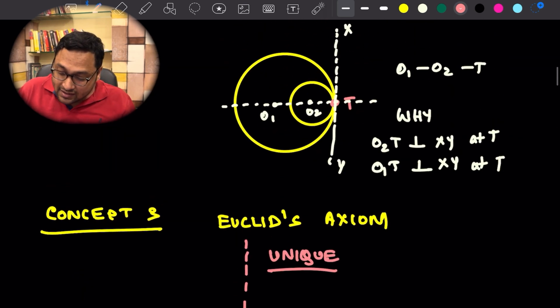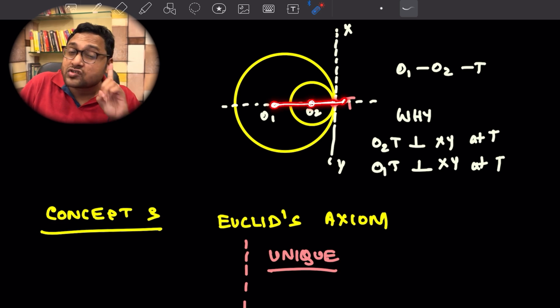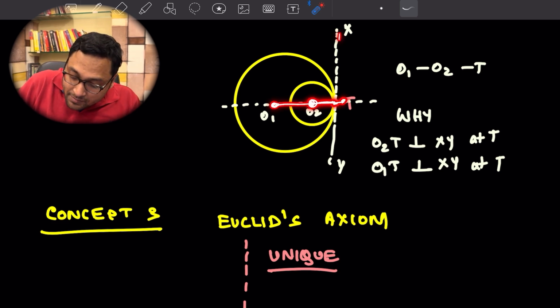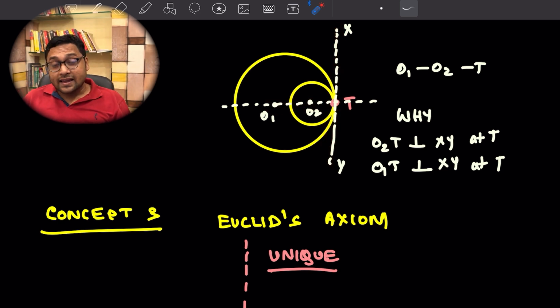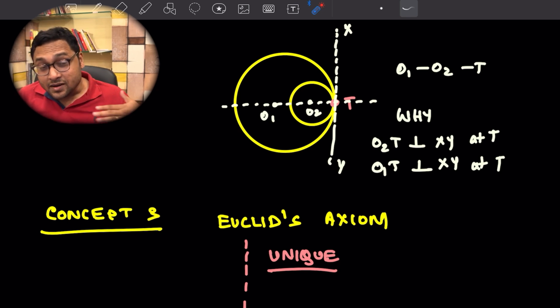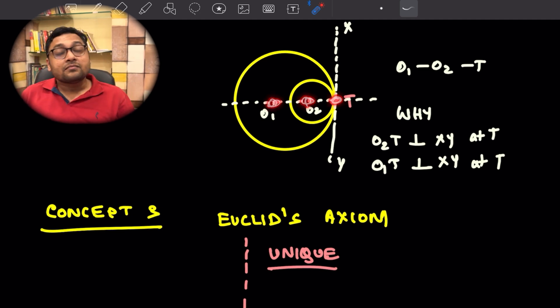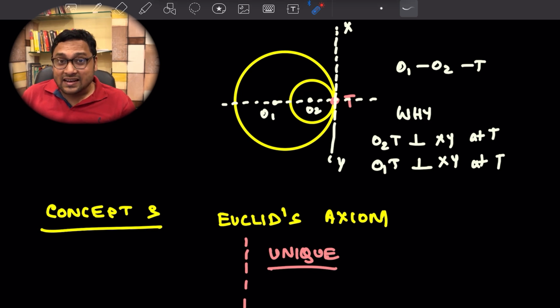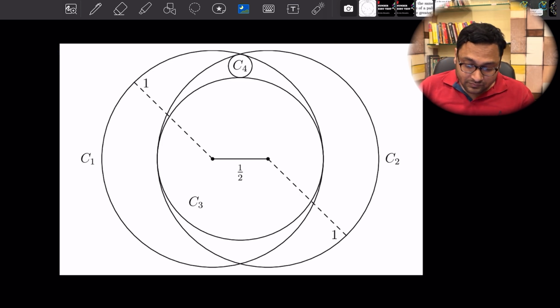That is why O2T and O1T must be the same straight line. O2T is perpendicular to XY. O1T is also perpendicular to XY at the same point T. Therefore, O1T and O2T must be lying on the same straight line. Therefore, O1, O2 and T must be on the same straight line. Okay? Alright, that's great. I hope this is understandable. Now, let's go ahead and talk about the problem.